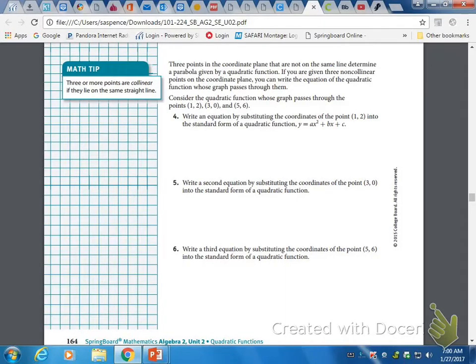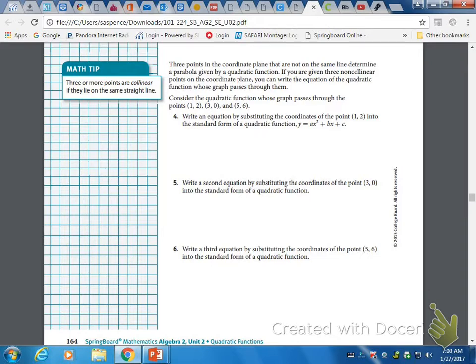What we're going to look at in this recording is how we can write a quadratic function given 3 points. So we're going to start on page 164. Before you continue with your recording, turn to that page and fill out the information. We are going to start with question 4, so make sure you're there.